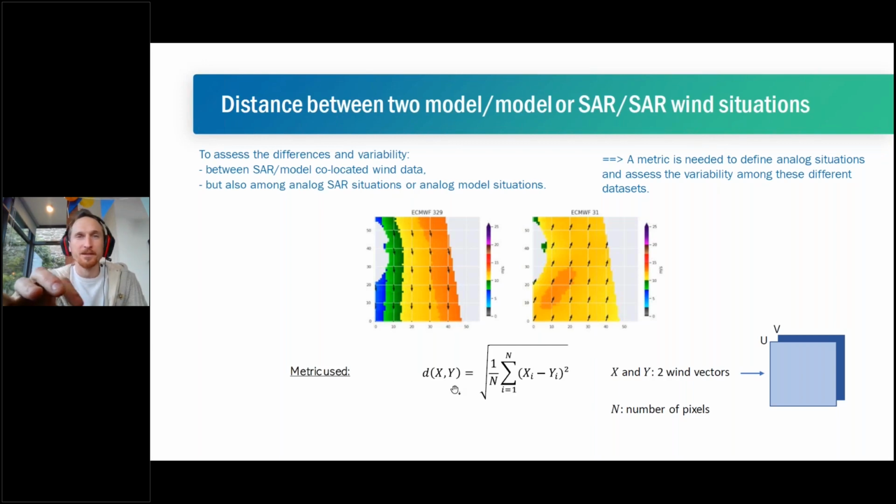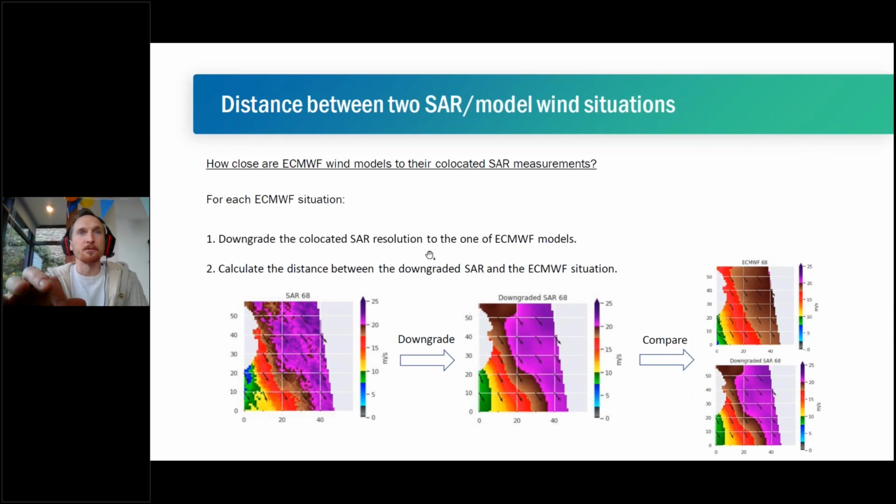So we are showing a metric that we show here, and this is a case typically of the region of Girona, where we have two different ECMWF situations, and the way we estimate the distance is a quadratic mean of the U and V wind parameters of all the pixels within the area. And whenever we try to do a difference between the SAR and the model, we first degrade the SAR resolution to a resolution that is closer to the ECMWF model, and then we can compare the two situations.